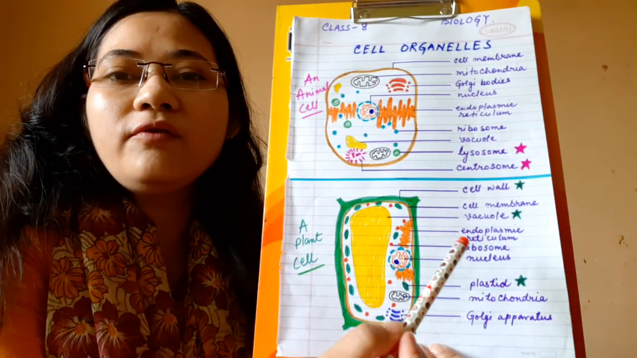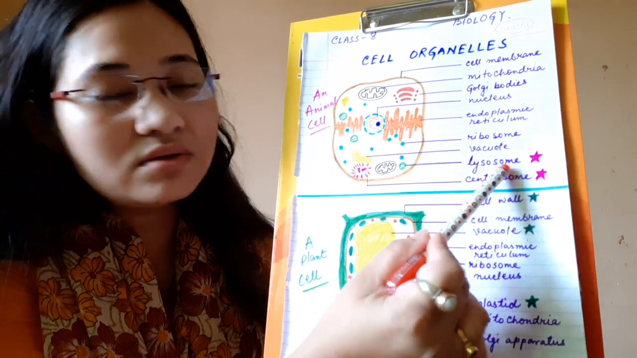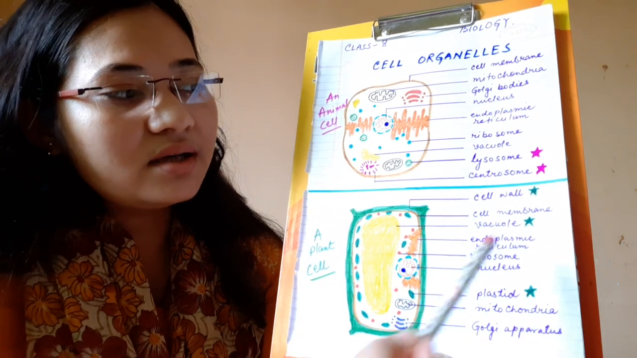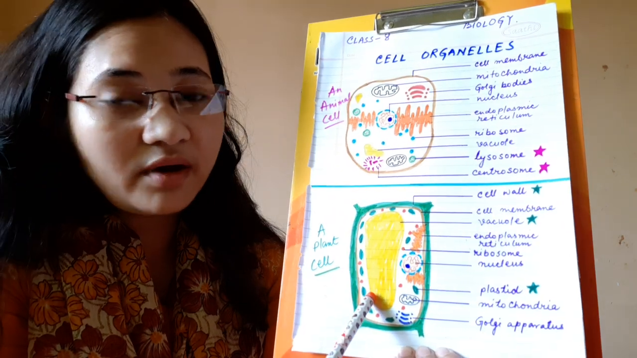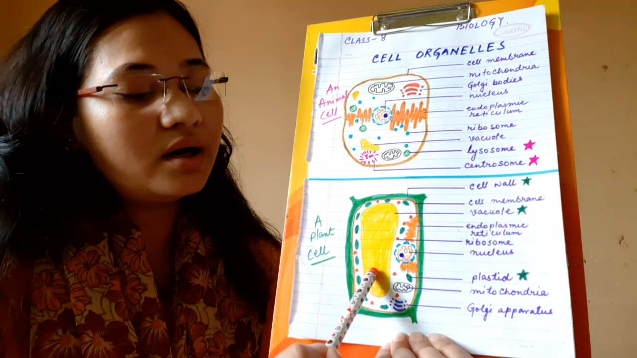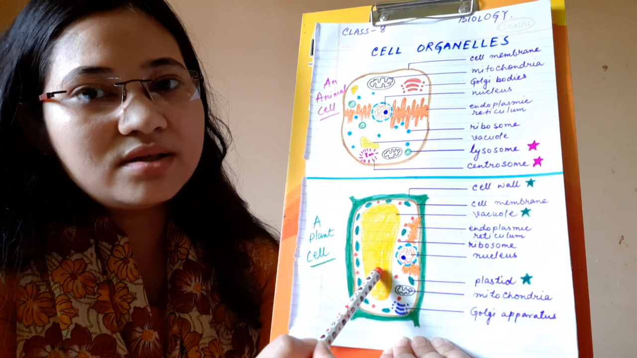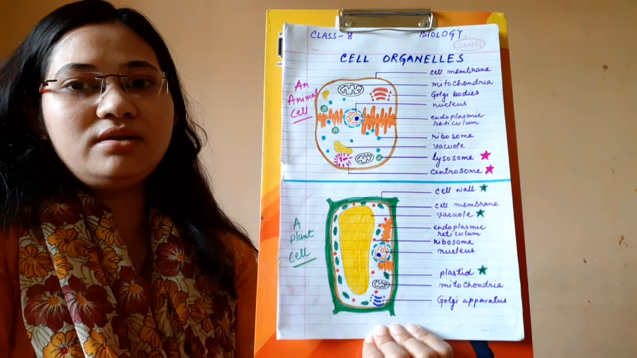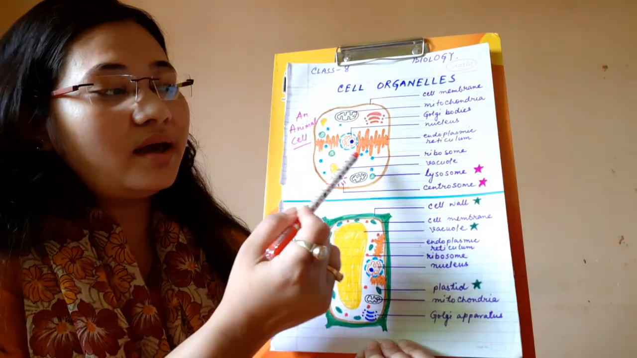Here I have marked some of the cell organelles with pink. In case of animal cell, lysosomes and centrosomes are present. They are absent in plant cells. Whereas in a plant cell, the cell wall is present, a large vacuole is present, and plastids are another important characteristic of plant cell. These stars mean they are present exclusively in plant cell, and lysosome and centrosome are present exclusively in animal cell.